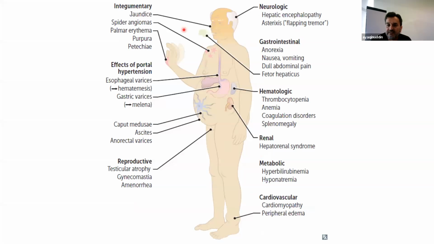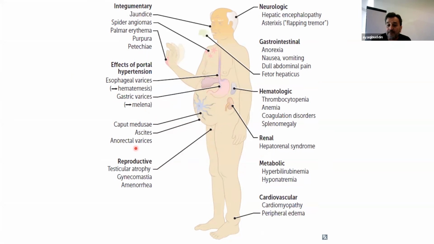These are the signs of liver disease. So you might have effects of portal hypertension, which we have talked about, which results in esophageal varices and can lead to hematemesis. There could be gastric varices, which will result in blood mixing with the stools, giving black stools. You can see ascites. You can see caput medusae.